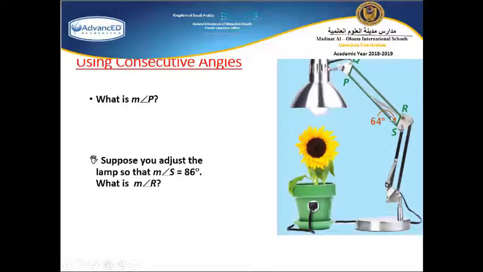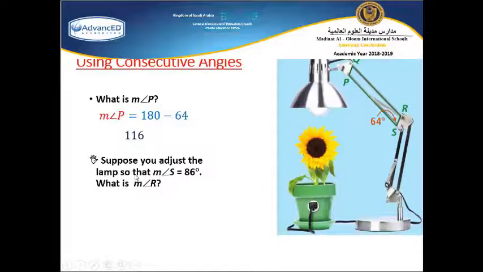Here, let's solve this question. Find the measure of angle P. How to find the measure of angle P in this parallelogram? Since angle S is 64 degrees, and P and S are consecutive angles, we can find the measure of angle P by subtracting angle S from 180. Then the measure of angle P equals 180 minus 64, which equals 116.